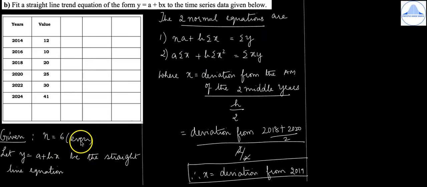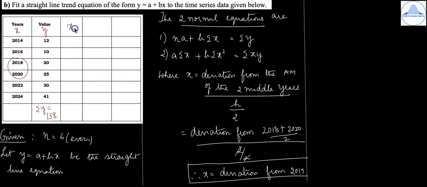Now whenever n is even, the formula for x is deviation from the arithmetic mean of the two middle years divided by h by 2, which is equal to deviation from the two middle years, 2018 and 2020, that is 2019, whole divided by 2 by 2. So h is the difference between the years, which is 2. Then 2 and 2 will get cancelled, you will get 1. So x is equal to deviation from 2019. So the first step is to mark years as x, value as y. Then you find out summation y, which is equal to 138.